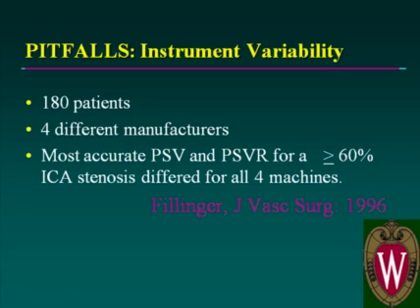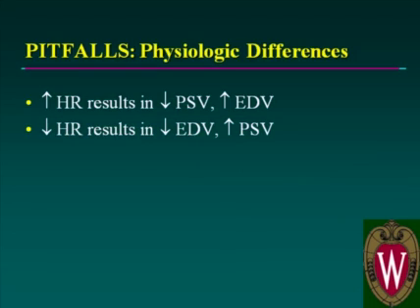There is some instrument variability. This is perhaps less than has been touted, but suffice it to say that if you do serial exams on patients, you should try to do it as much as possible on the same machine. If you use different machines, you can get some variability that's based simply on the variability between instruments. Then there are physiological differences between patients that can result in different measurements.